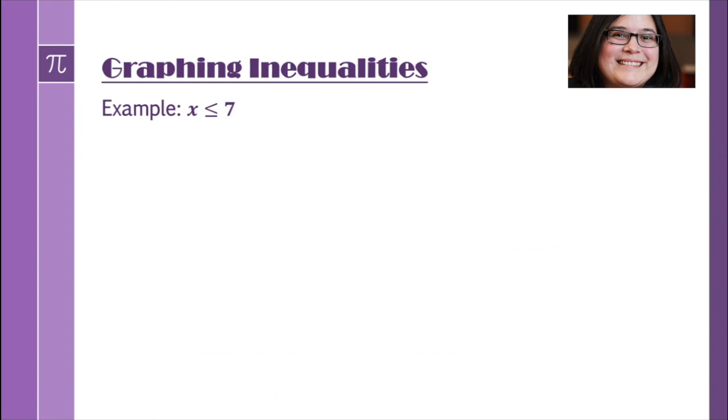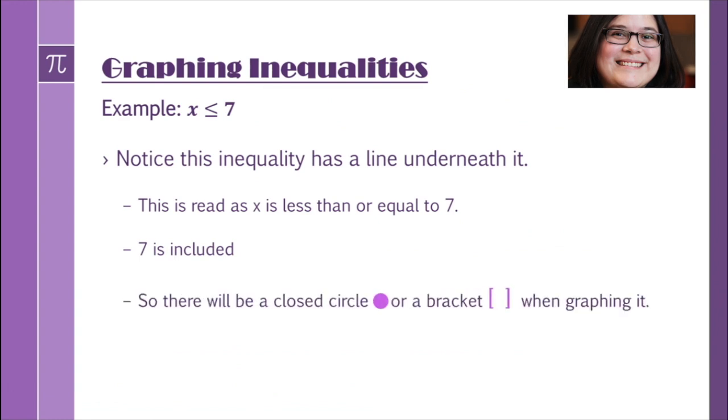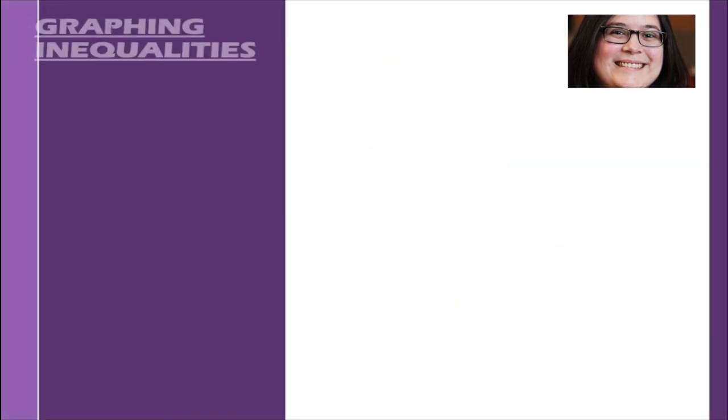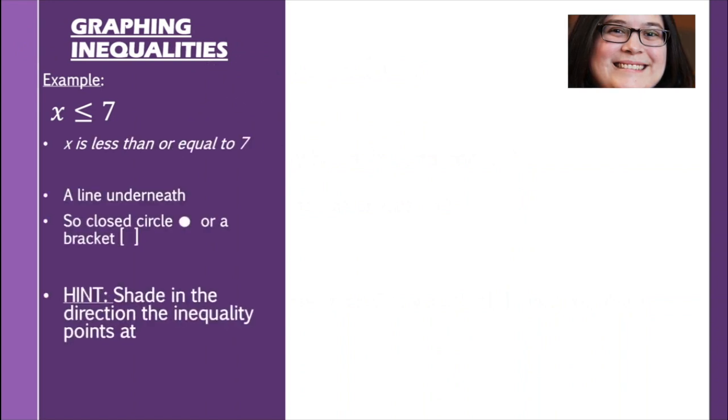In our next example, we have x is less than or equal to 7. Notice this inequality has a line underneath it, so 7 is included. There will be a closed circle this time or a bracket when graphing it. Now let's go graph it while keeping in mind what we just observed from our inequality. x is less than or equal to 7. There is a line underneath it, so there will be a closed circle or a bracket.